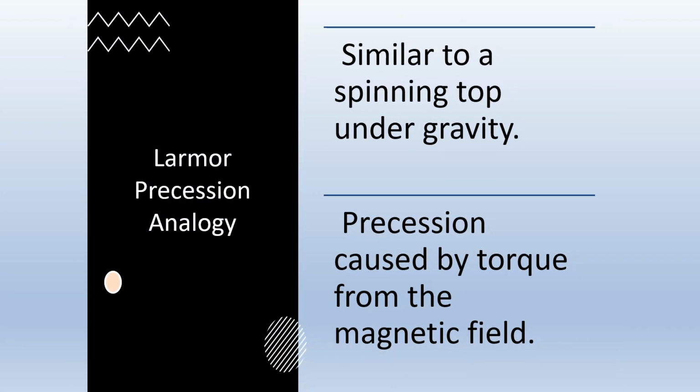To understand Larmor precession, imagine a spinning top wobbling under the force of gravity. Similarly, a nucleus with spin precesses around the direction of the magnetic field. This precessional motion occurs at the Larmor frequency, which depends on the gyromagnetic ratio of the nucleus and the magnetic field strength. This analogy simplifies the complex quantum mechanics of nuclear behavior in magnetic fields.